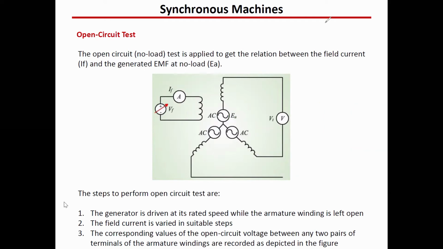It's easy. We leave all the terminals open circuit. We connect a voltmeter. We change the current. We connect a meter to the field circuit. And we keep increasing the field current till we reach the rated value. And at each step of the field current, we record what's the voltage.